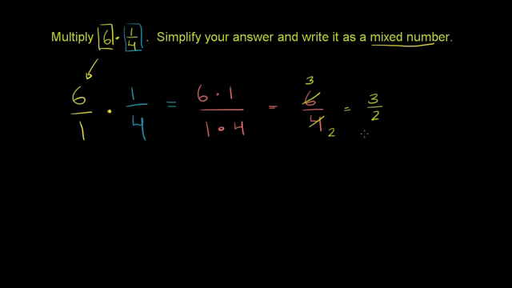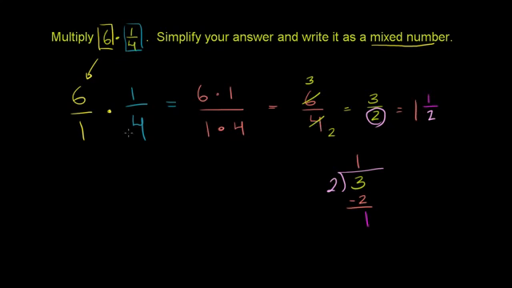We now have to write it as a mixed number. The process for writing it as a mixed number is you just divide the denominator into the numerator. So divide 2 into 3. 2 goes into 3 one time. 1 times 2 is 2. You subtract. You have a remainder of 1. So this will become 1 whole, and 1 over 2 left over. So this is 1 and 1/2. So that's our right answer. We've just simplified the answer and written it as a mixed number.